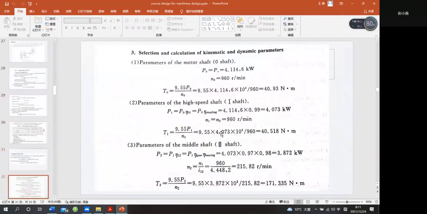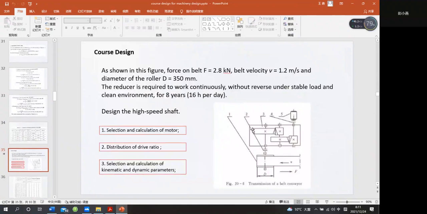Okay, let's see our course design, to design the high speed shaft. High speed shaft means the shaft one is connecting with the shaft zero. Shaft zero is the shaft of the motor. On this shaft, half coupling, bearings and gear are mounted. So we choose this shaft as the stepped shaft, and we should design this shaft.